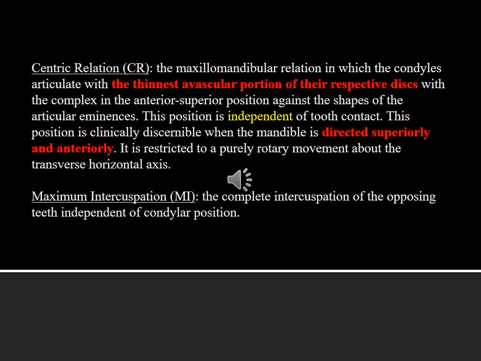It is a bony position. And in this position, the mandible is in the superior anterior position in the joint, and it is purely rotational movement. There is no translational movement for the condyle in this position. So again, centric relation is a bony relation between the head of the condyle and the articular eminence, when the thinnest avascular portion of the disc is between the head of the condyle and the articular eminence.